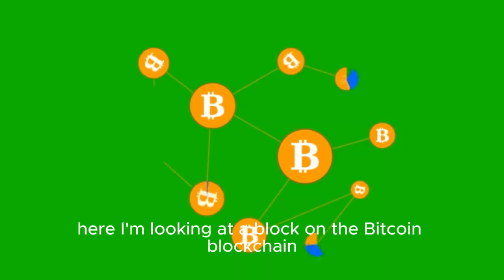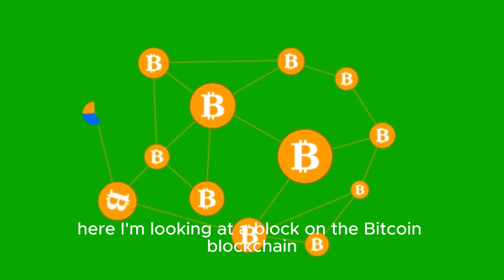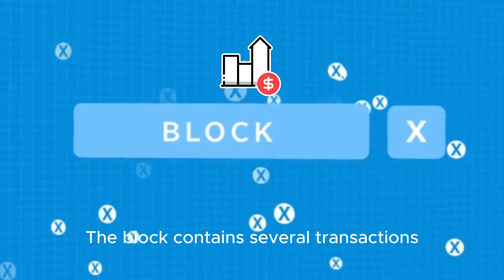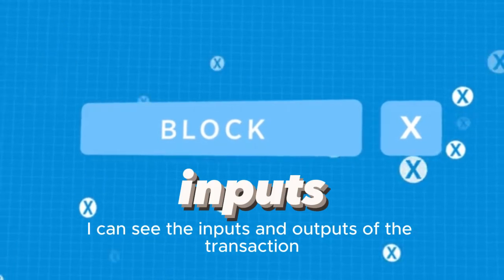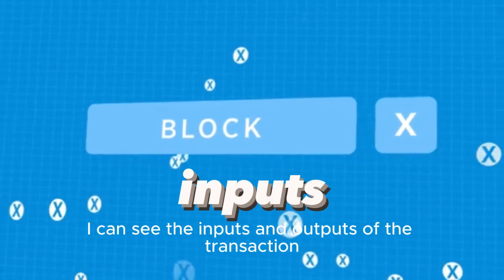For example, here I'm looking at a block on the Bitcoin blockchain. The block contains several transactions. If I click on one of the transactions, I can see the inputs and outputs of the transaction.